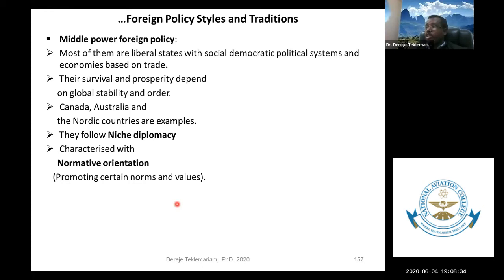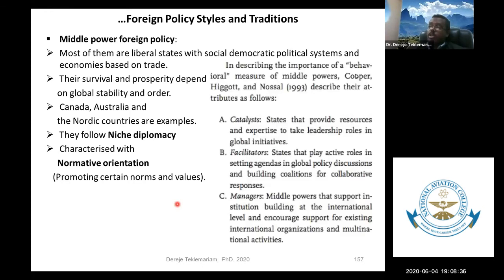So, in describing the importance of behavioral measures, especially for middle powers, Cooper, Higgott, and Nossal are very well-known writers who worked on international relations and foreign policy. These middle powers should be greatly encouraged. We have to encourage these middle powers and really favor them. They believe that if these middle powers are not found in the world, the whole world will be totally in chaos. If these states called middle powers did not exist and it were not possible to work with them, many global problems could occur.